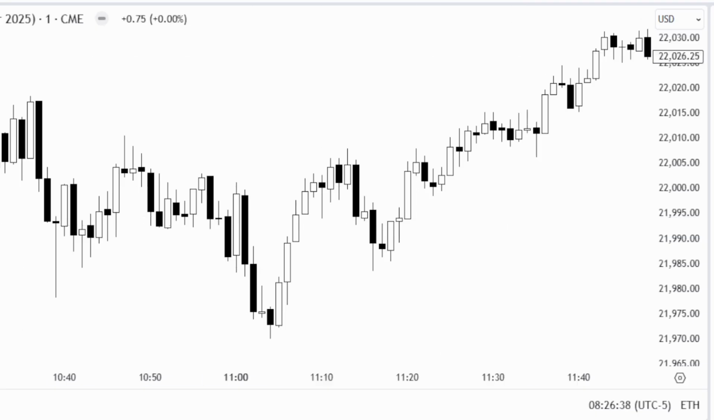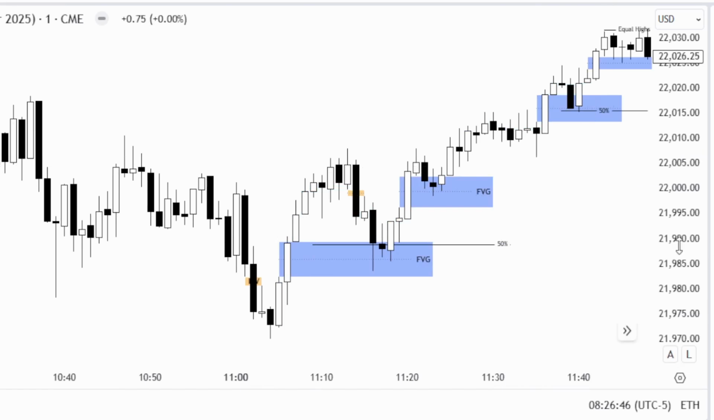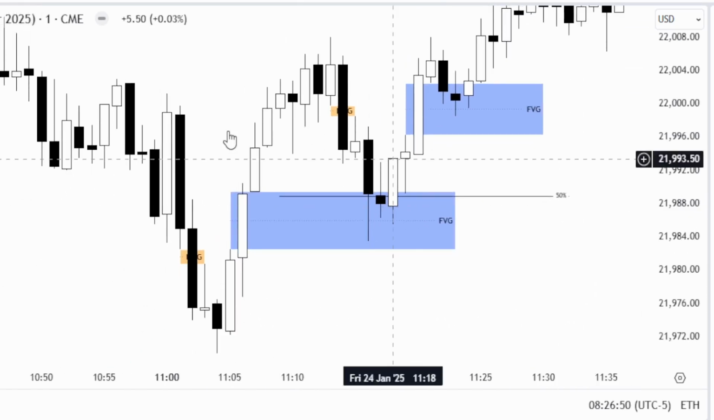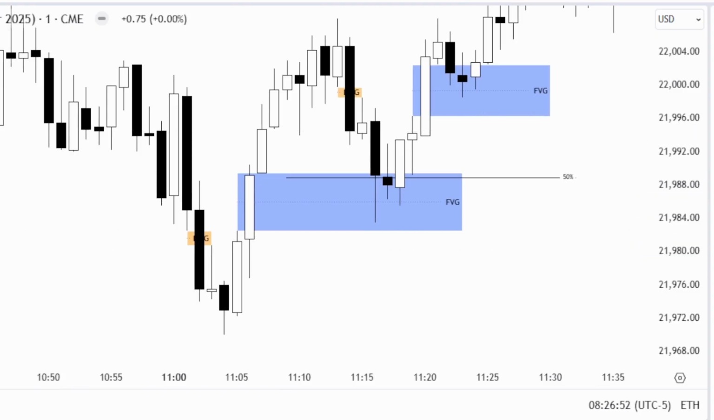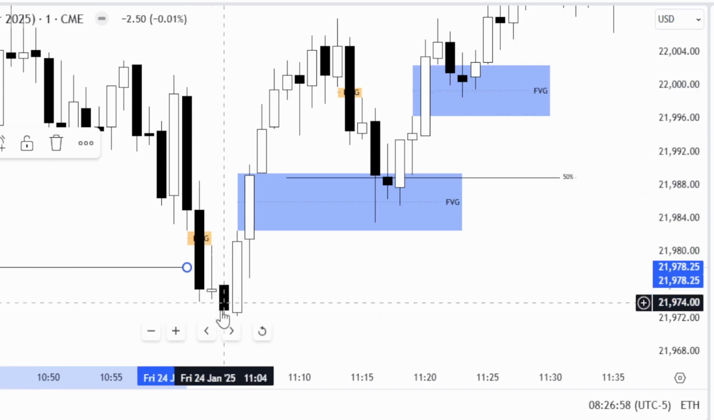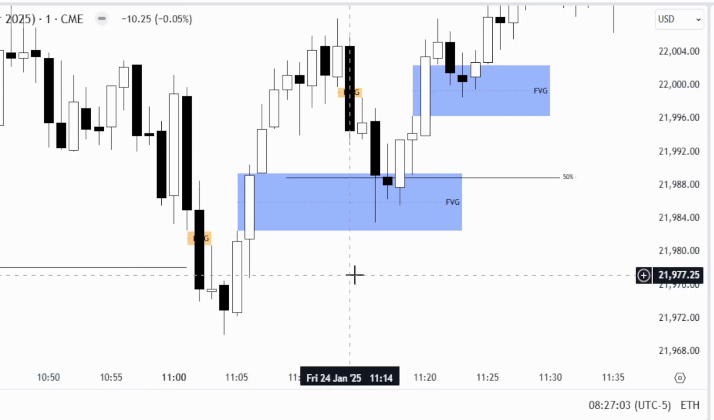Alright, let's put on my annotations, because I know you guys did not pause the video, so let's move on. We're only going to focus on the blue boxes. We can start by looking at a nice liquidity low here, an aggressive push down, and let's just look at the blue boxes first.